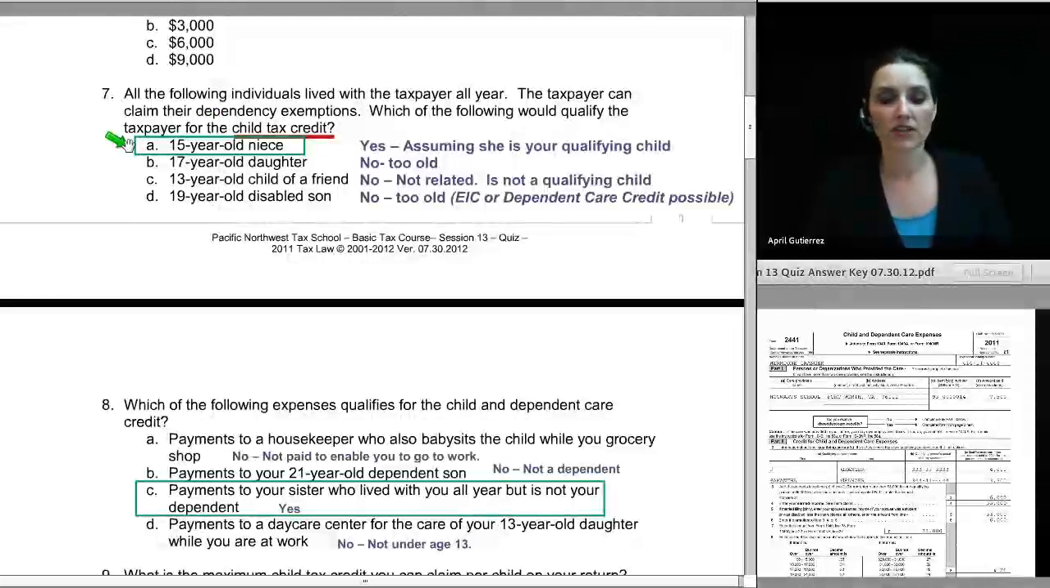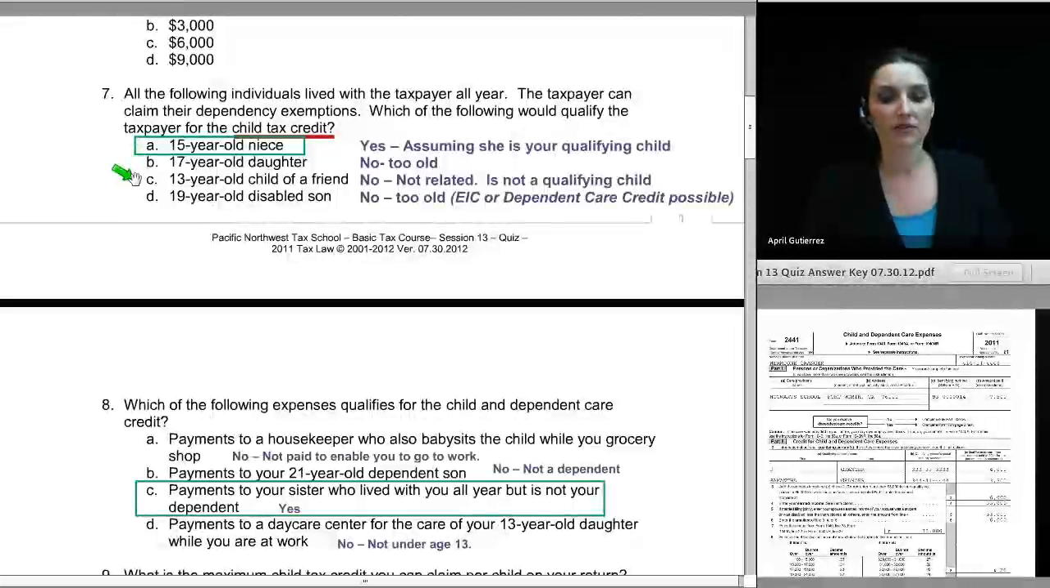We have a 15-year-old niece. Now, assuming this niece meets all of the tests to be a qualifying child, she will qualify an individual for the child tax credit. Option B is incorrect. A 17-year-old daughter is not under age 17. She is age 17, and therefore B is not the correct answer.